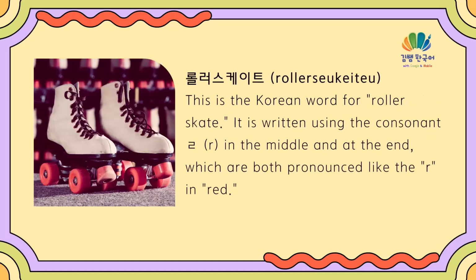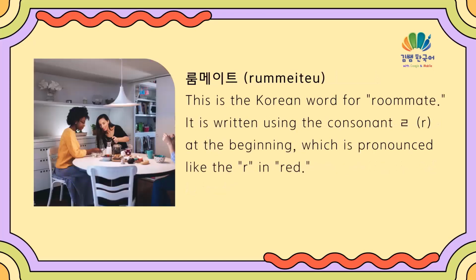In red, 롤러스케이트. This is the Korean word for roller skate. It is written using the consonant 리을, R, in the middle and at the end, which are both pronounced like the R in red. 룸메이트. This is the Korean word for roommate. It is written using the consonant 리을, R, at the beginning, which is pronounced like the R.